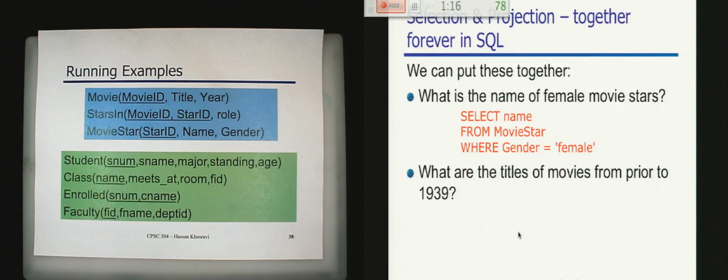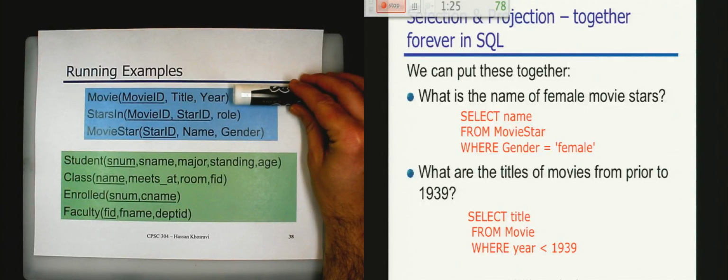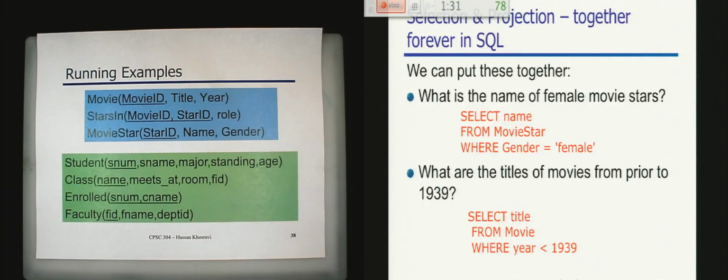What are the titles of movies prior to 1939? So I'm talking about year, so I need to look at movie. What do I need? So the table is movie. The condition is I want year to be smaller than 1939, so I can add that. What do I want to return? I want to return the title. Any questions?